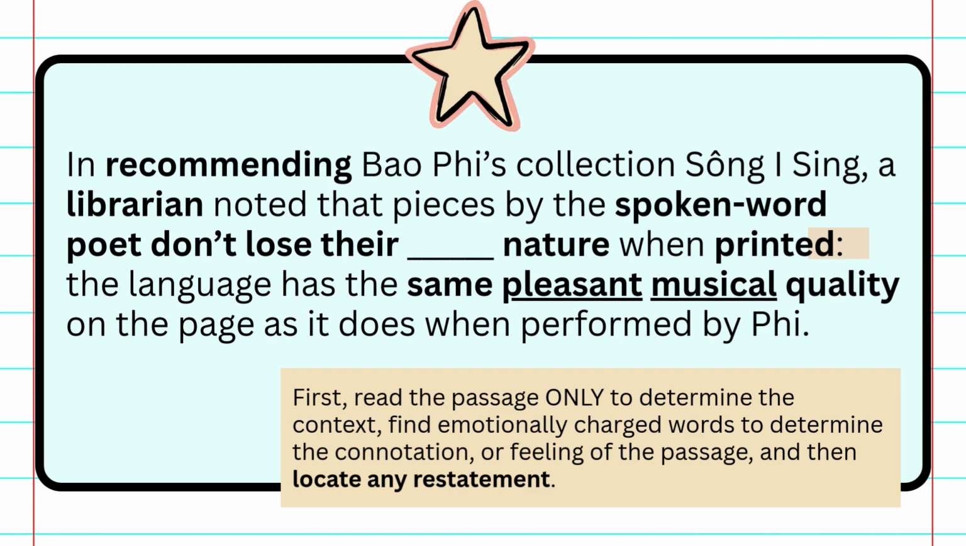Finally, as I look for evidence of restatement or repeated meaning, I notice a few things. The colon is often used to introduce information, so I think I should pay close attention to what comes after it. After the colon, it says, "the language has the same pleasant musical quality on the page as it does when performed by Fee." I've already determined that this phrase has a positive connotation. Now I have a confirmation that this section is basically restating what the missing word means, the same pleasant musical quality.